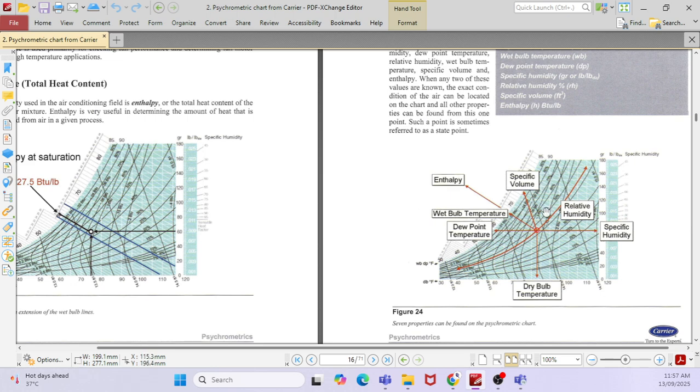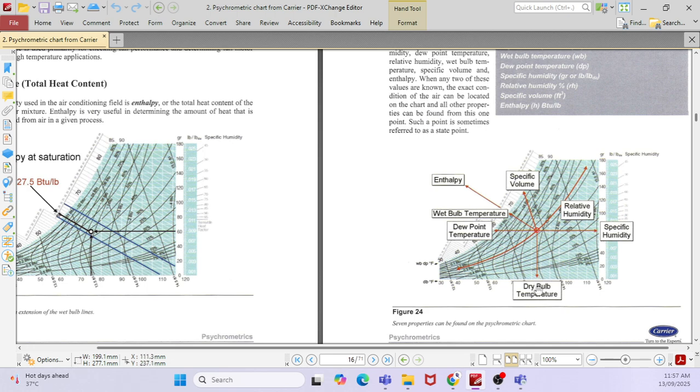Can you try to do some assignment? What is dry bulb temperature? What is dew point temperature? What is wet bulb temperature? Enthalpy, specific volume, relative humidity, specific humidity. Draw one psychrometric chart. Take one paper, make a graph, and try to do some assignment.